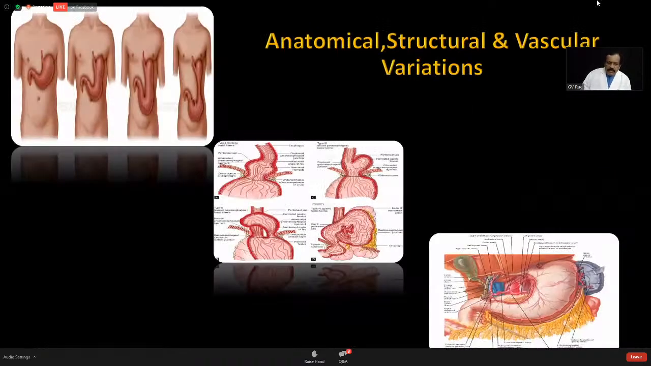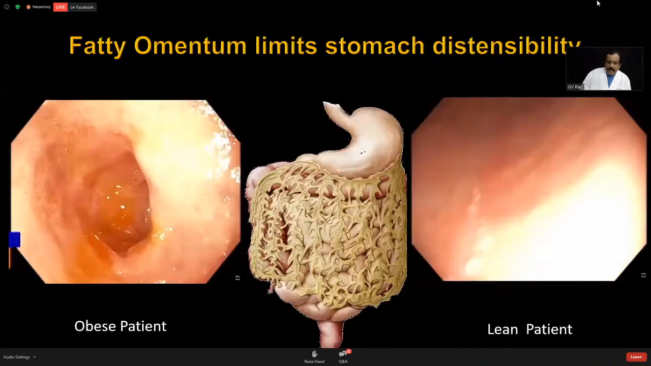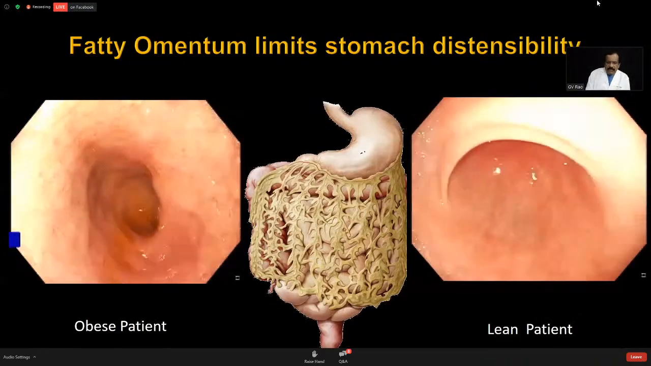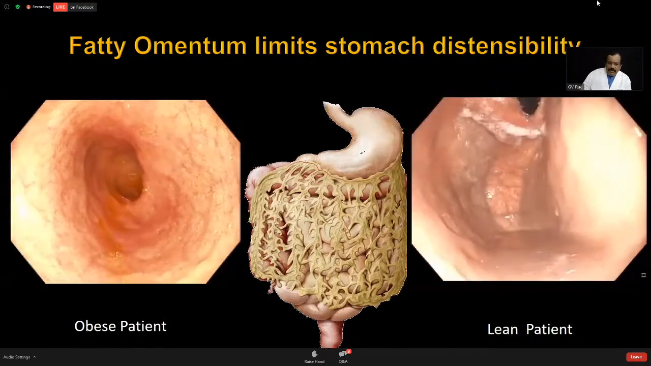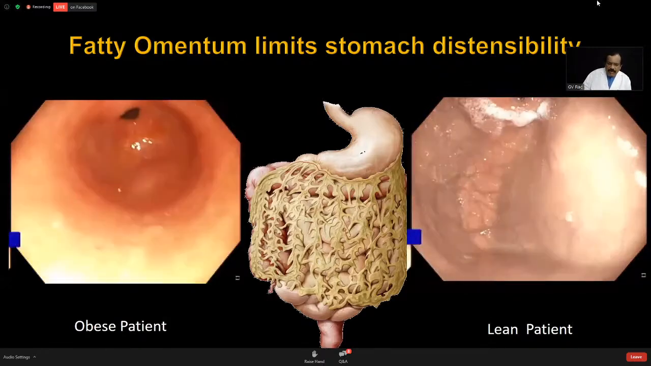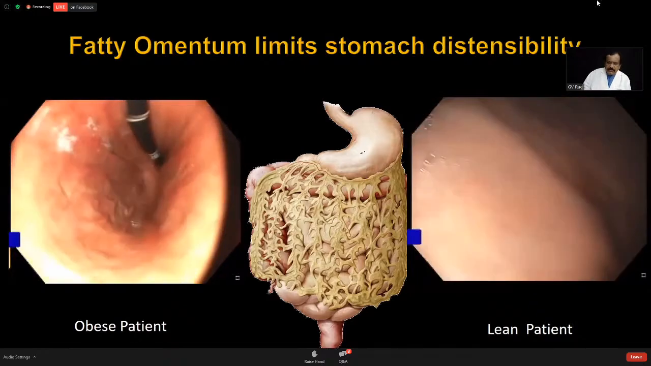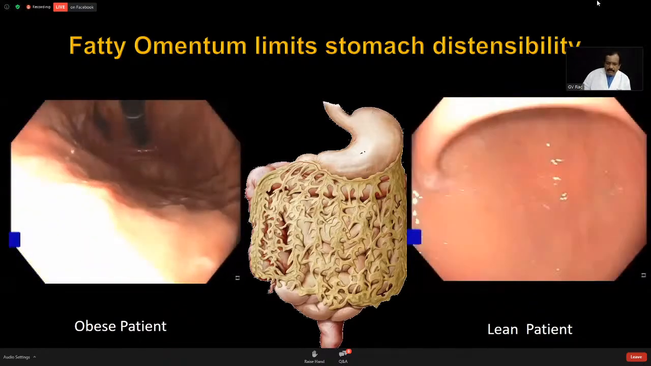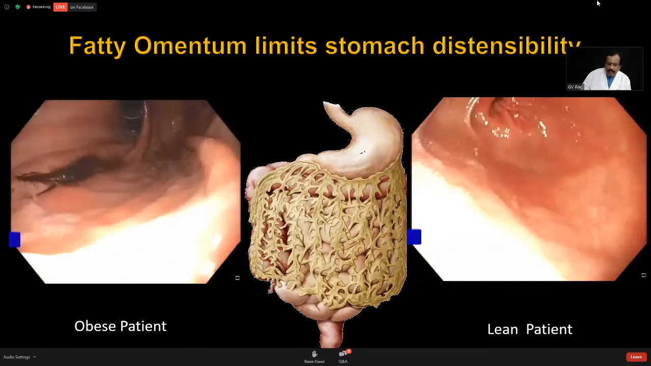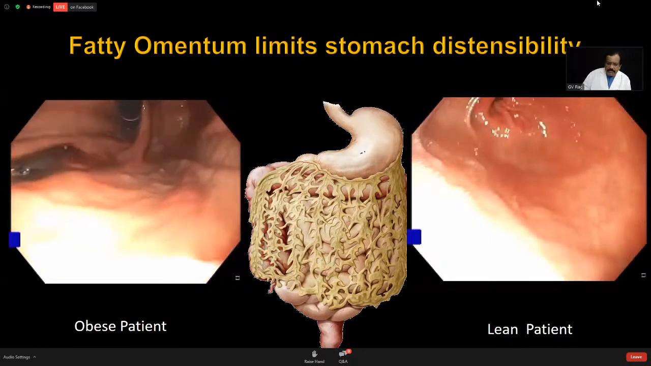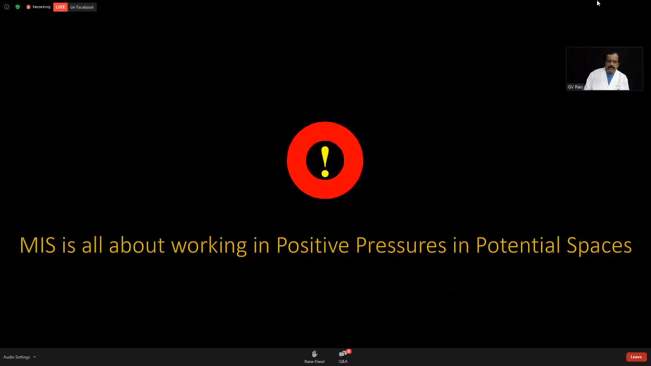This is basically because there are several anatomical, structural, and vascular variations that we encounter. We all read about this during medical school, but actually there are limitations. I can show you that in an obese patient, the heavy fat limits the distension of the stomach as compared to a lean patient. This is because of the heavy fatty omentum, which limits the distension.